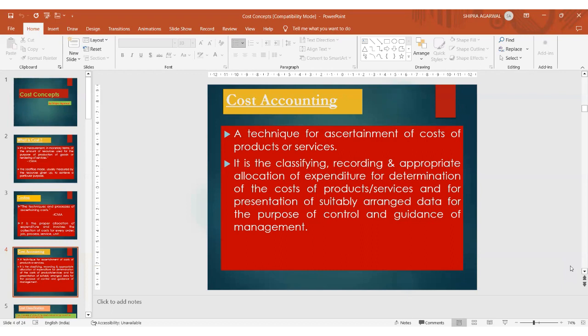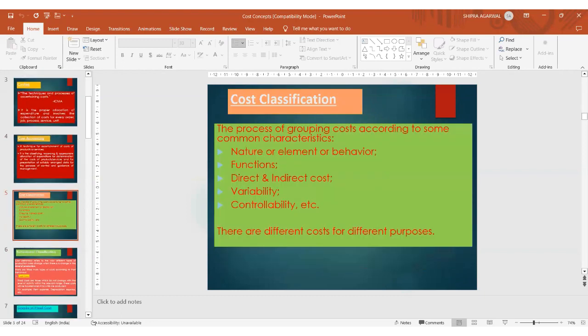Because until and unless you allocate the cost, you will not be able to justify what exactly is the cost of production. And whenever you are into a business, you actually have to ascertain the cost of production. Then only you can decide about the price of your product.